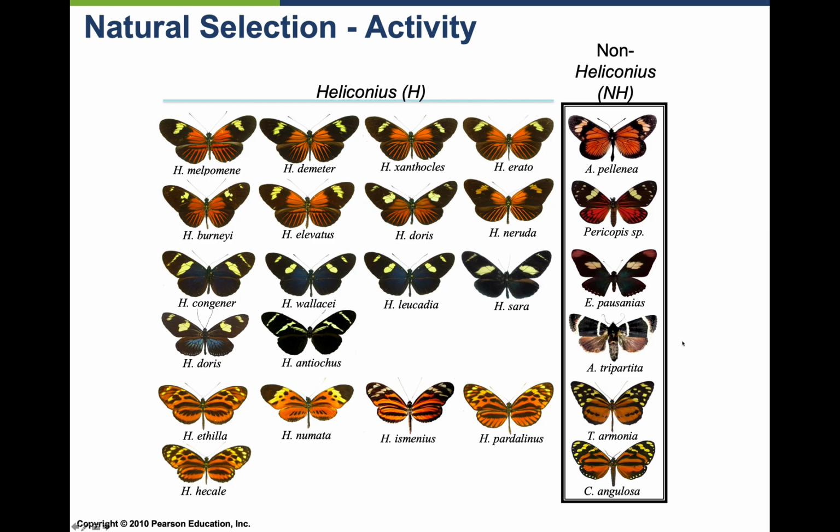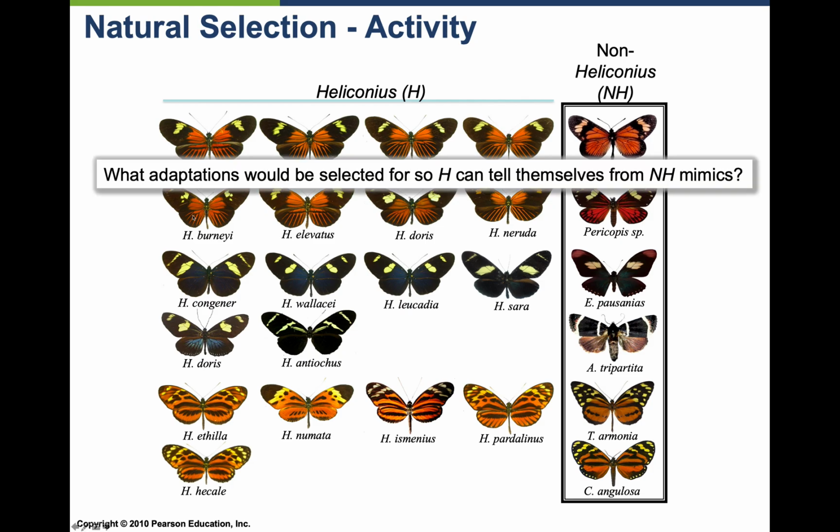And sometimes this coloration and pattern can be mimicked pretty tightly by other butterflies and moths. And so the question really becomes, what adaptations would be selected for so that Heliconius can tell themselves apart from non-Heliconius? I want you to hit the pause button and think about that for a minute. Okay, hopefully you have an idea.